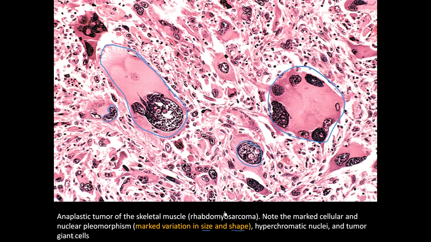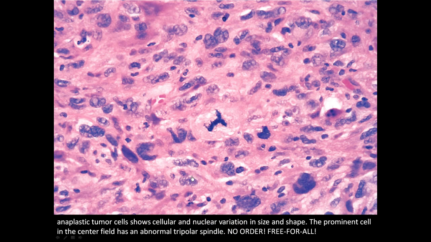This is what rhabdomyosarcomas look like. This is an anaplastic tumor that shows cellular and nuclear variation in size, so pleomorphic. And the prominent cell in the center of the field is an abnormal tripolar spindle. This is pretty cool. So we've got 1, 2, 3. We've got 3 poles on one of those mitotic spindles. That is indicative of a malignant cancer.